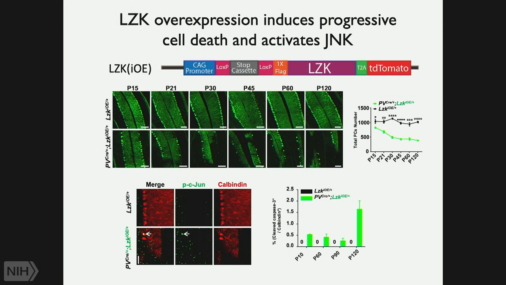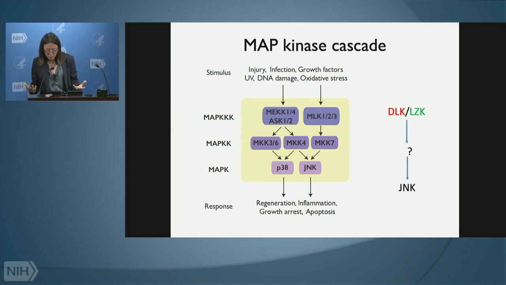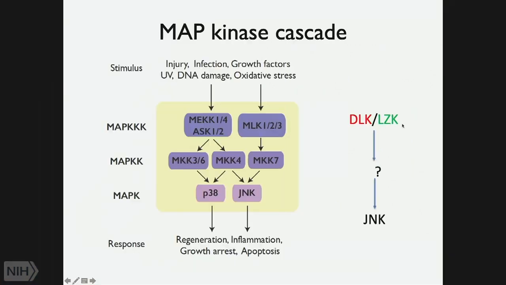So this is where we started asking the question: how can these two kinases, which seem to behave the same in cell lines, appear in vivo, when we overexpress them in the same type of neurons, to have different potency in neuronal survival? And a lot of this is generic: the triple kinase activates the double kinase and then goes through JNK signaling, the stress kinase pathway.